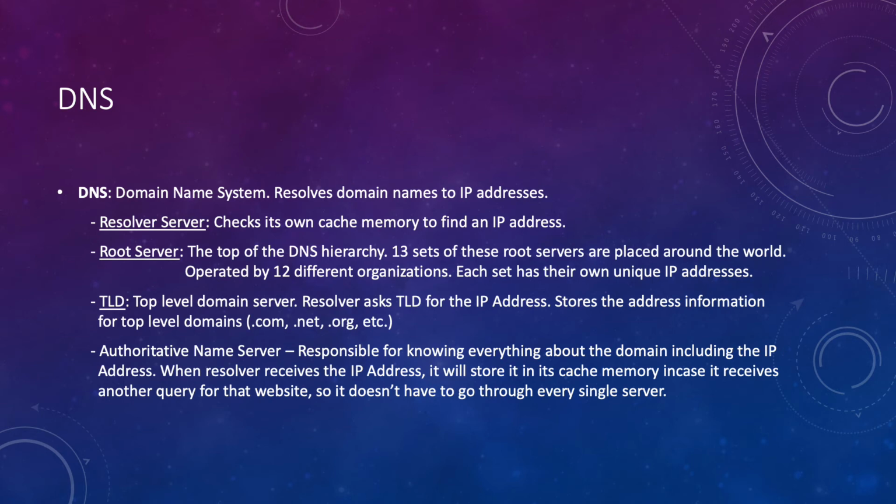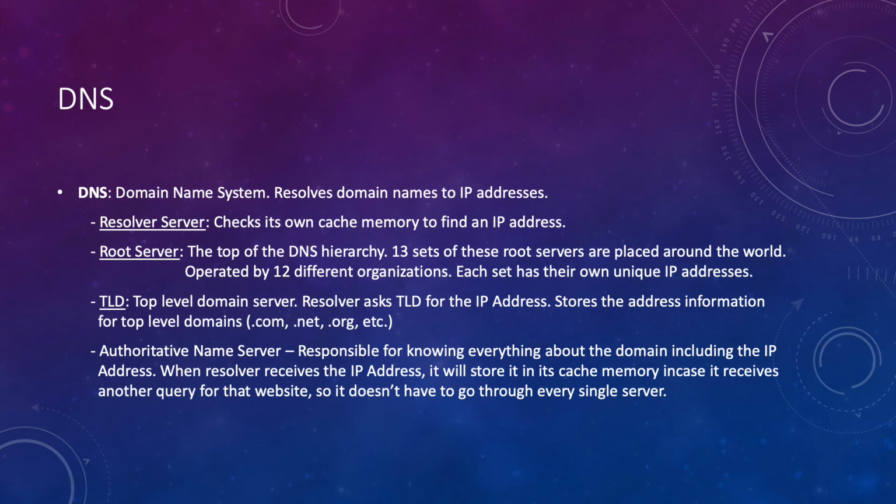Once the root server has received the query, it will not know what to do with the IP address, but it will know where to direct the resolver to find that particular IP address. It will then direct the resolver to the highest level .com domain server, which is also referred to as the TLD server, or top level domain. And the TLD communicates with the resolver and gives it the IP address, and it stores that information for the TLD, which includes .com, .net, and .org.